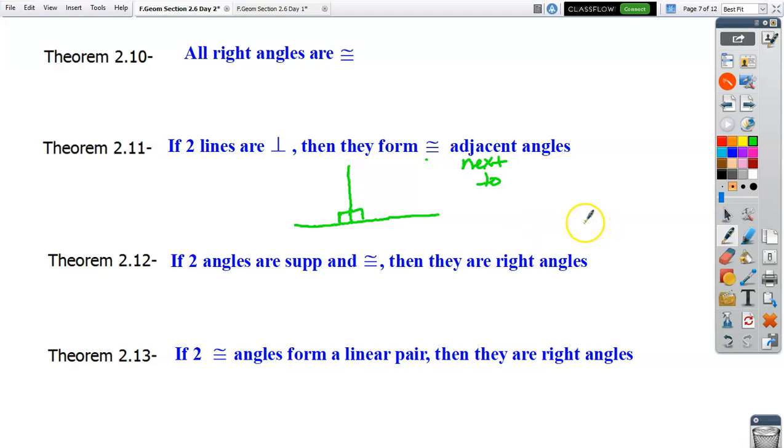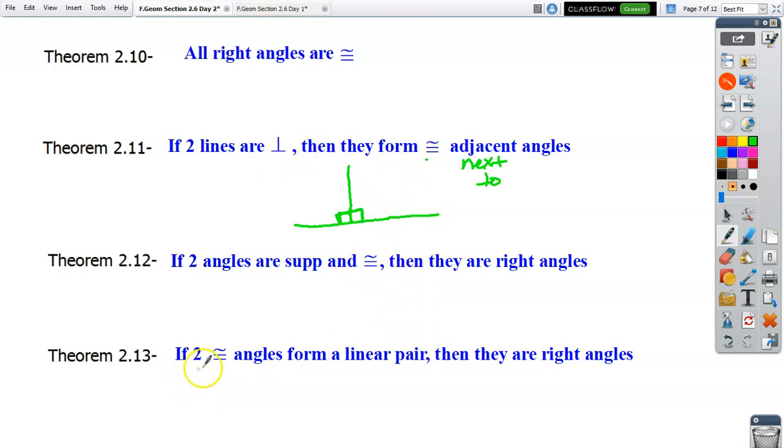Next one, if two angles are supplementary and congruent, then they are right angles. These two angles right here, I'll use the same picture. These are supplementary. They make a straight line like this. But not like that, but you get the point. They make a straight line. And they're both 90, which means they're both congruent. Then they are also right angles, because they are. Same picture. This all will relate to the same picture.